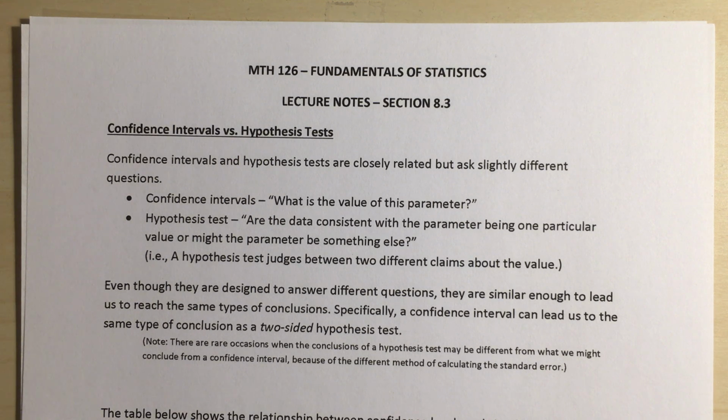Even though they are designed to answer two different questions, they are similar enough to lead us to the same types of conclusions in particular examples. So specifically, a confidence interval can lead us to the same type of conclusion as a two-sided hypothesis test. Okay. There's a little note here. There are rare occasions when the conclusions of a hypothesis test may be different from what we might have concluded from a confidence interval because of a slight difference in the calculations. But for the most part, they should kind of go together.